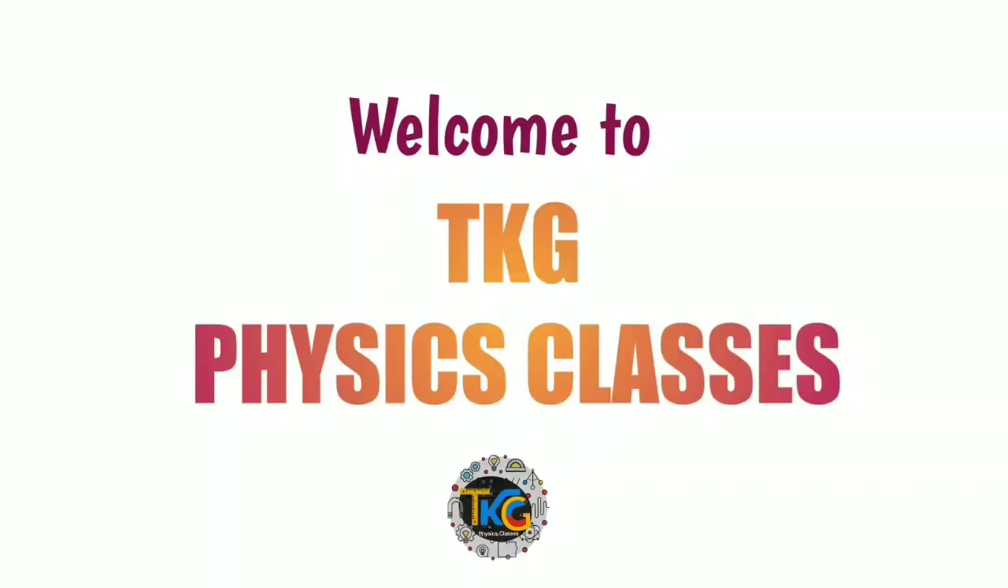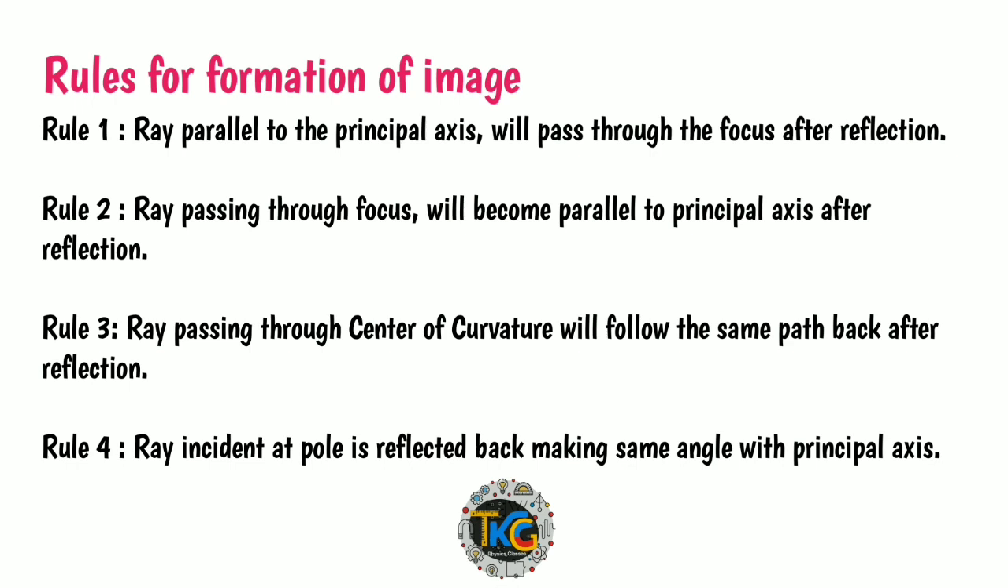So in the previous class we learned about the rules for formation of images by spherical mirrors, and the rules are: Rule number 1, a ray which is parallel to the principal axis will pass through the focus after reflection. Rule 2, a ray which is incident through the focus, after reflection will pass parallel to the principal axis, that is just the reverse. Rule number 3, a ray which passes through the center of curvature is reflected back on the same path. And the final one, a ray which is incident on the pole is reflected making an equal angle.